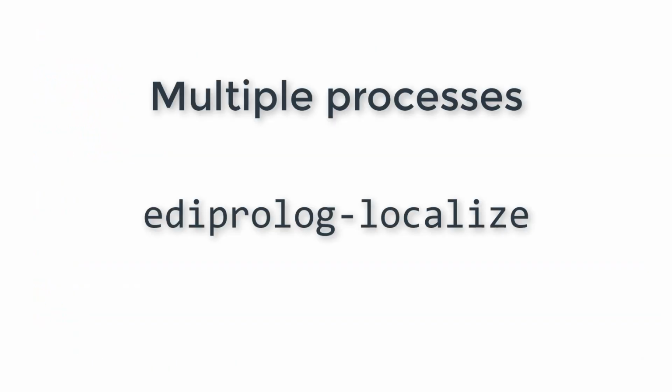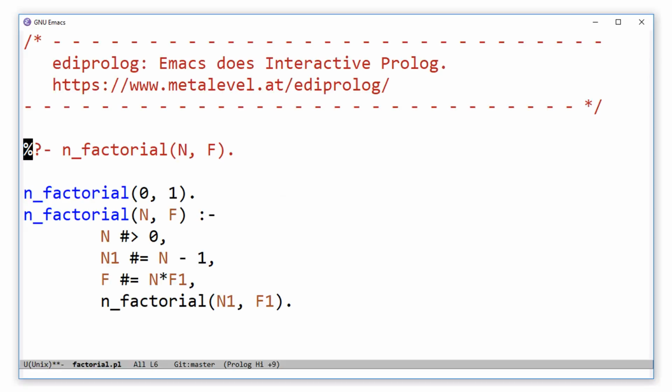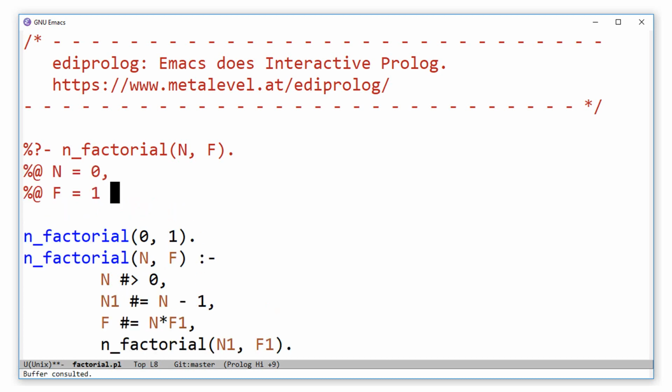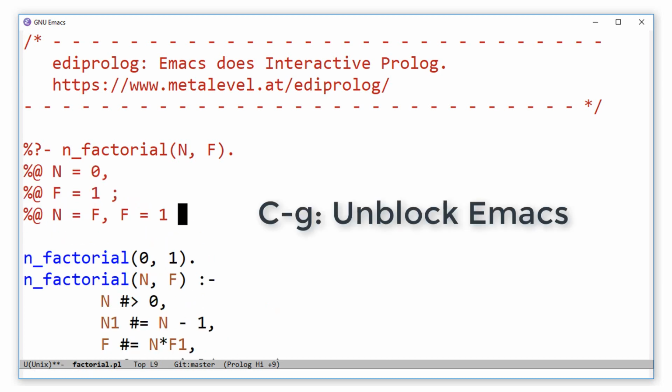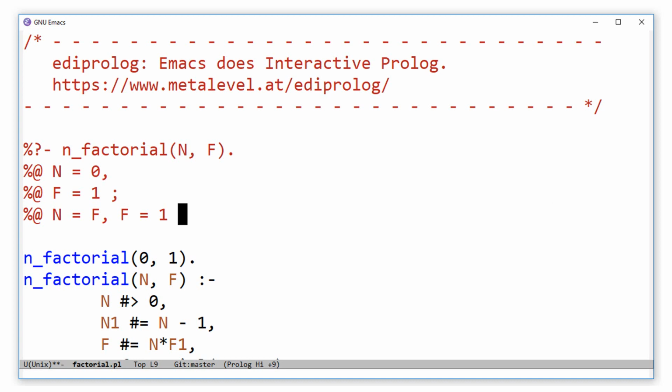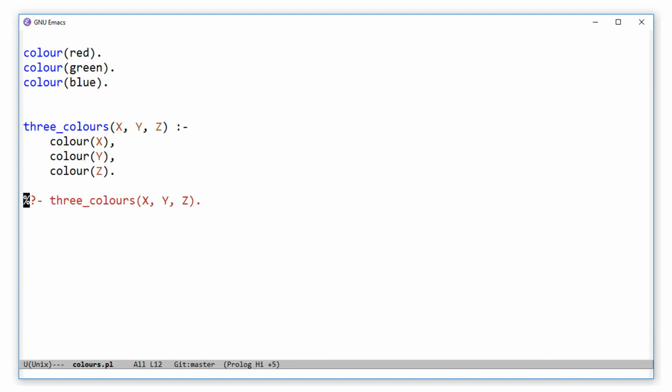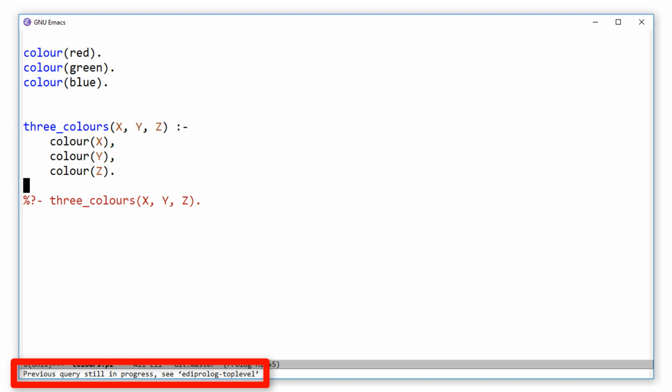We can also run multiple Prolog processes with ediprolog-localize. Here is how it works. Consider again the n factorial interaction. We press Ctrl-G to unblock Emacs and switch to a different buffer. However, we can neither post a query nor consult this buffer while a query is still in progress.